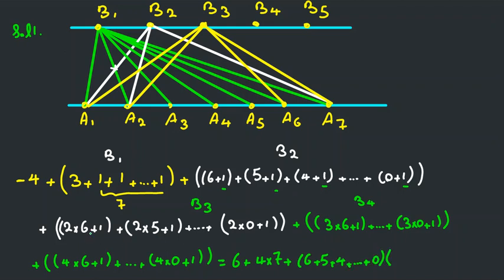Times. Here the coefficient is 1. Here 2 times all of them. Because so it will be 1 plus 2, 2, 4. Okay?